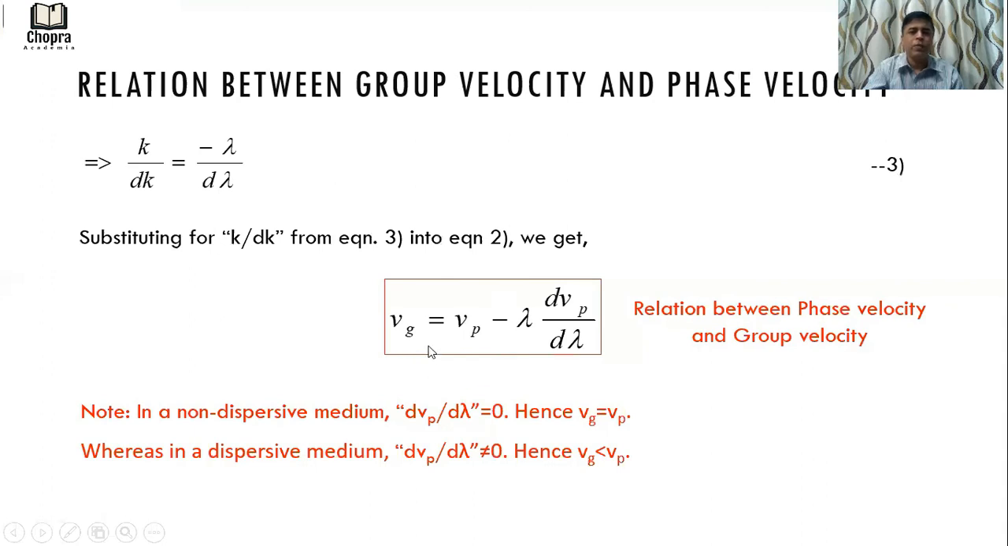Now it's a very important and interesting relation, which tells me that if a medium is non-dispersive in nature, then the second term, dVp by d lambda, is 0. Hence Vg is equal to Vp. That means the wave packet moves with exactly the same velocity as a single wave, because there is no dispersion in the medium. Whereas in a dispersive medium, this term will not be equal to 0. That means Vg is less than Vp, so the wave packet is moving slower than the phase velocity. So that is all for this lecture. Thank you, everyone.